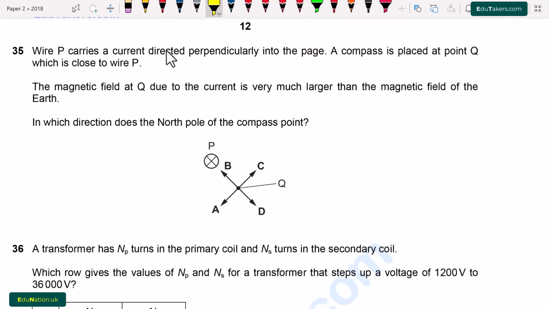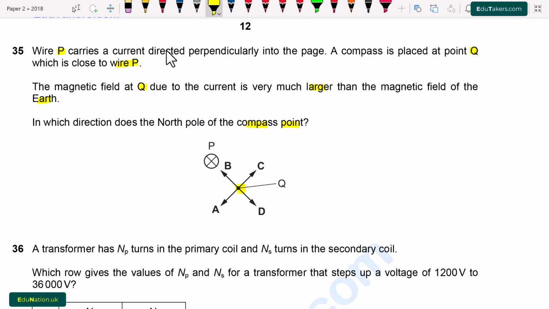Question number 35. Wire P carries a current directed perpendicularly into the page. A compass is placed at the point Q, which is close to the wire P. The magnetic field at Q due to the current is very much larger than the magnetic field of the earth. In which direction does the north pole of the compass point? As you can see here, this compass is placed near the wire P. It means that there will be attraction between them.